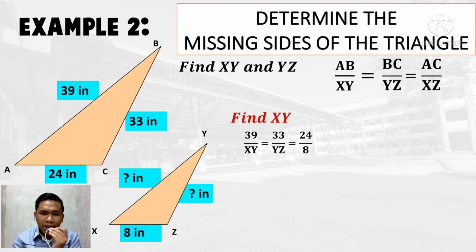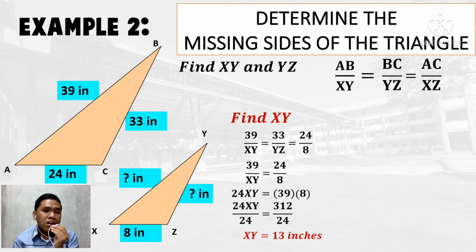Alright, the value of XY is 13 inches. How do we get the value of XY? First is to write the proportional sides. After writing the proportional sides, what we did is to substitute the given. After substituting the given, that is 39 over XY, that is equal to 33 over YZ, that is equal to 24 over 8. We are going to use two ratios, which are 39 over XY and 24 over 8, since XY is being asked.